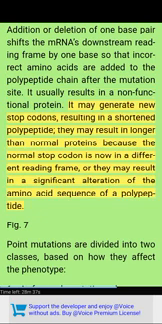It may generate new stop codons, resulting in a shortened polypeptide. They may result in longer than normal proteins because the normal stop codon is now in a different reading frame, or they may result in a significant alteration of the amino acid sequence of a polypeptide.